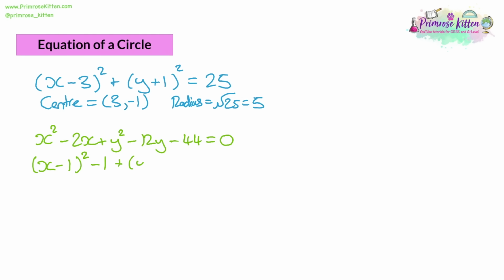Then we complete the square for the y. Y squared becomes y, 12y will become 6. But again, negative 6 times negative 6 gives us 36. We need to take away the extra 36.